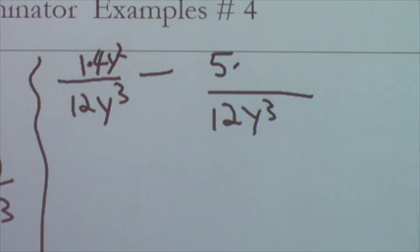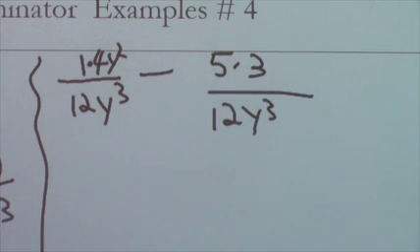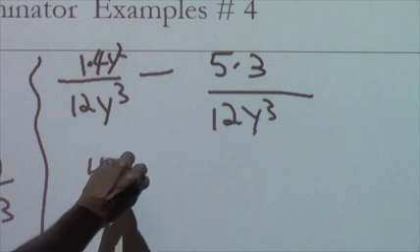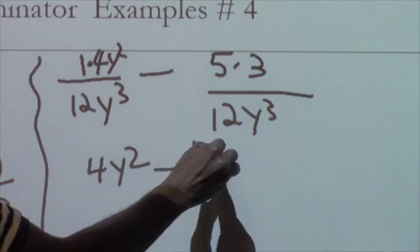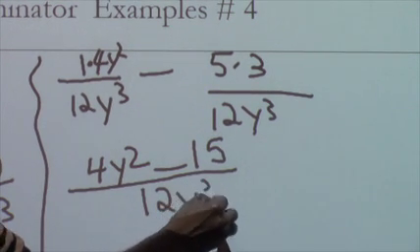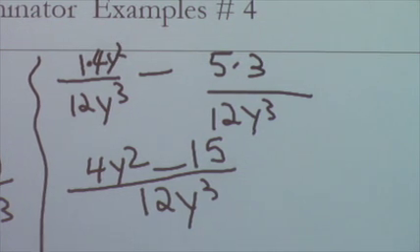Same thing. I had a denominator of 4, now I have a 12. So what do I do? 12 divided by 4 is 3. If I do y cubed divided by y cubed is 1, so does it make sense to do anything? So over here now I have 1 times 4 times y squared. That would be 4y squared minus 15 all over the same denominator, which is 12y cubed. Can we do something here? Well, perhaps we can maybe factor out, well, not really, we can't do anything.